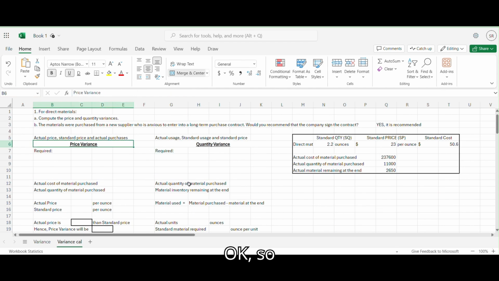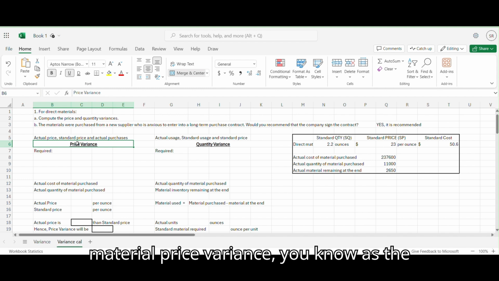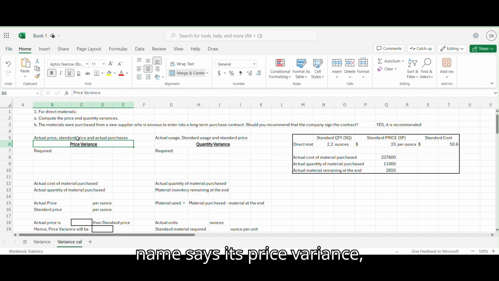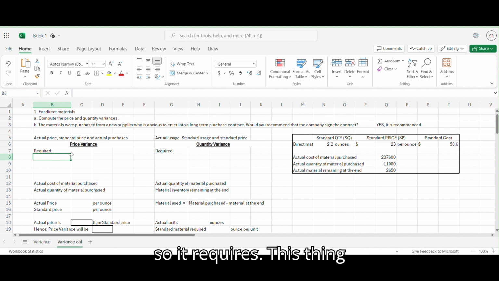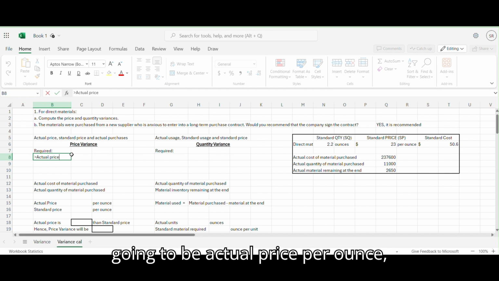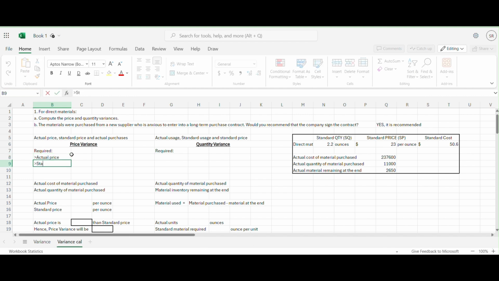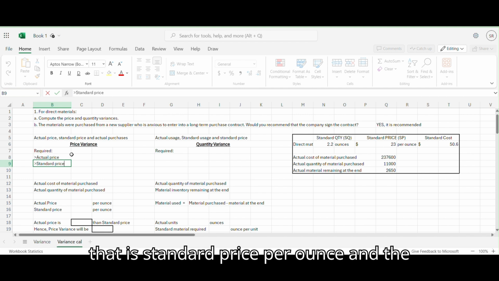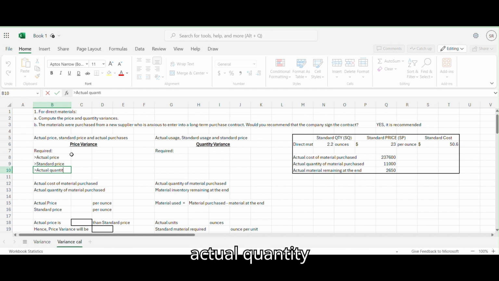Okay, so material price variance, as the name says, it's price variance. So it requires actual price, that's gonna be actual price per ounce, standard price, that is standard price per ounce, and the actual quantity purchased.